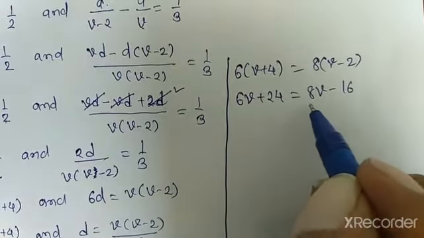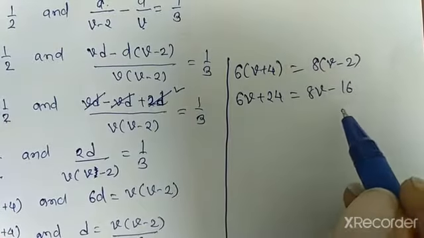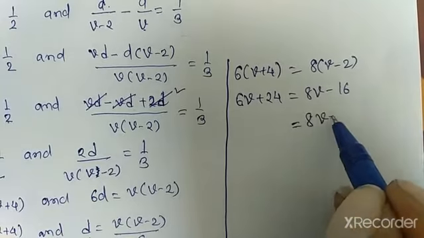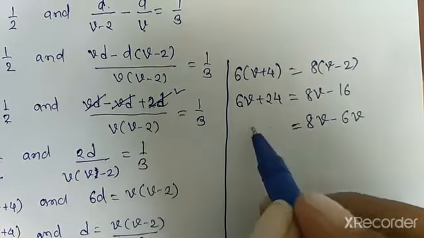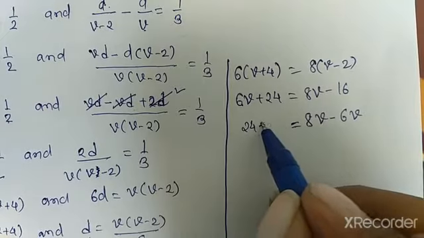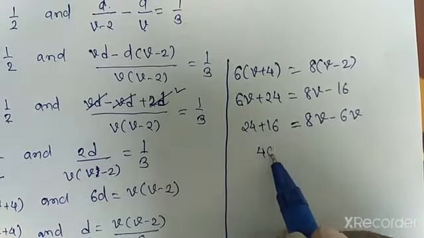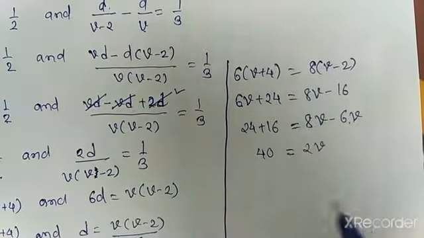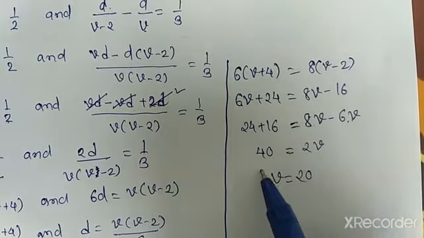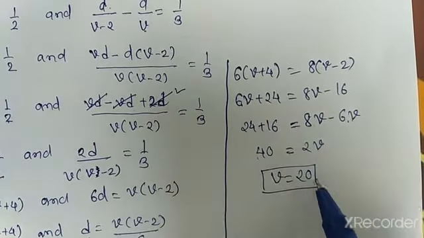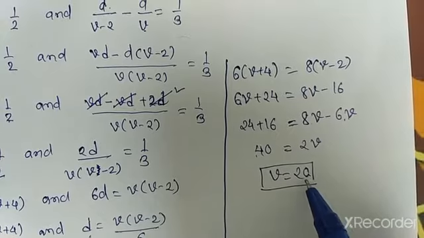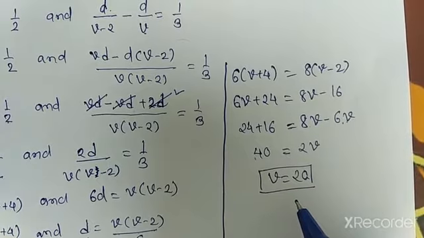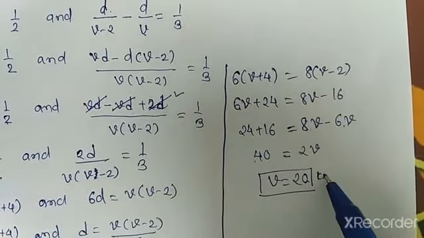So taking v terms at one side and constants at the other side, 8v minus 6v, and this plus will be minus, and minus will be plus, 24 plus 16. So 24 plus 16 is 40, and 8v minus 6v is twice v. Okay, 8 minus 6 is 2, so v will be equal to 40 divided by 2, which is equal to 20. Okay, so we have got the speed of the train, which is 20 km per hour.